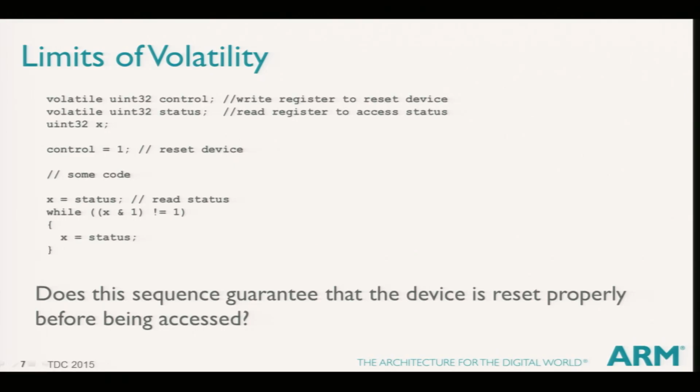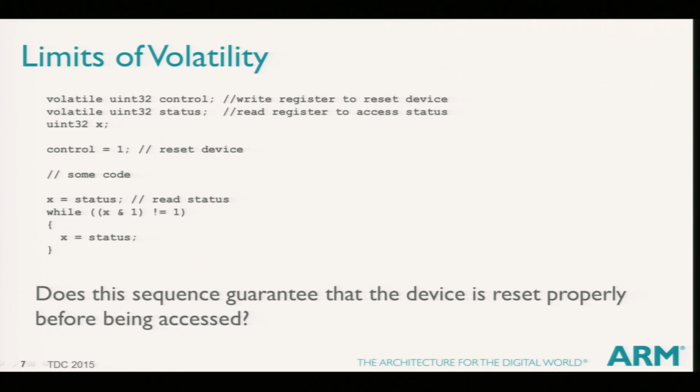So, volatile keyword. There's a simple piece of code there that declares two hardware registers, one called control, one called status. And like a good programmer, this guy has declared both of these as volatile. But is that enough to ensure that the device is reset before it's accessed? Presumably, in the code up there, writing 1 to the control register resets the device. So you have to be sure that that's complete before you read back the status register. Otherwise, you might get unpredictable behavior.